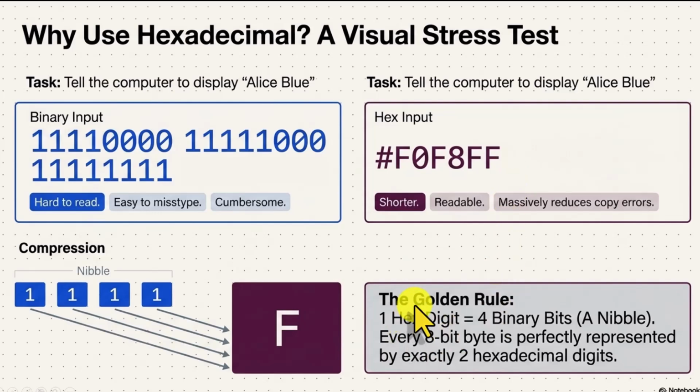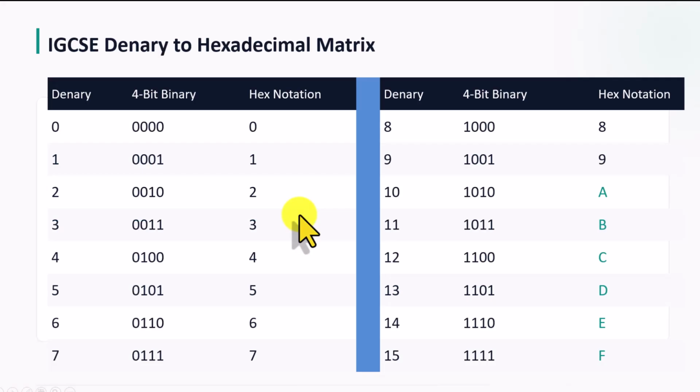Okay, so the golden rule here is 1 hex digit is equal to 4 binary bits, or a nibble. Every 8-bit byte is perfectly represented by exactly 2 hexadecimal digits. See, this is FF, this is F8, and this is F0. Okay, something like that. So look at this matrix. Here we have denary, 4-bit binary, and the hex notation of that. So 0 is 4 zeros in binary, and that is 0. Okay, 1, so that is binary of that. You can pause the video to look at this.